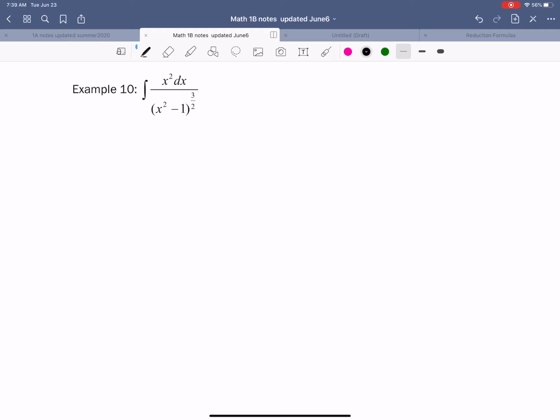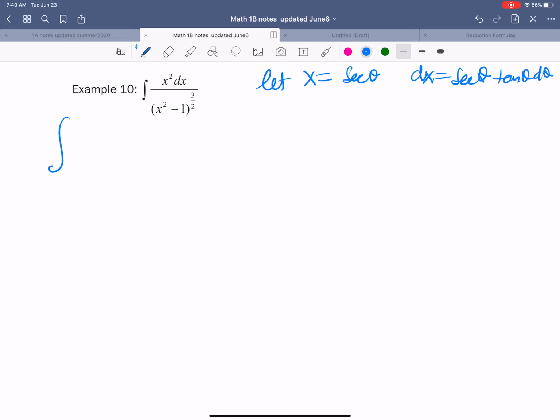I think because I have x squared in the beginning, I'm going to have to go with the secant, and my a is 1, so that's even better. I don't have to worry about any a over here. So I'm going to let x be secant theta, and dx will be secant theta tangent theta d theta.